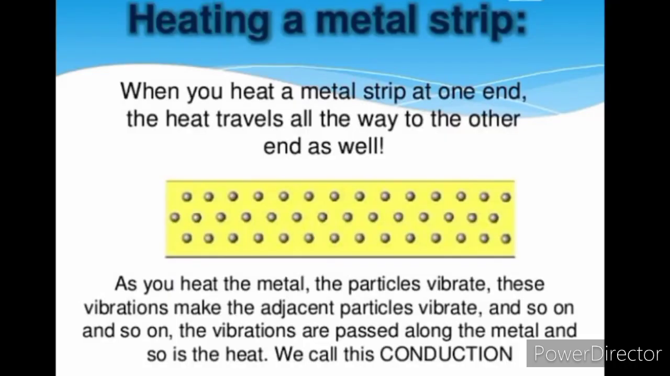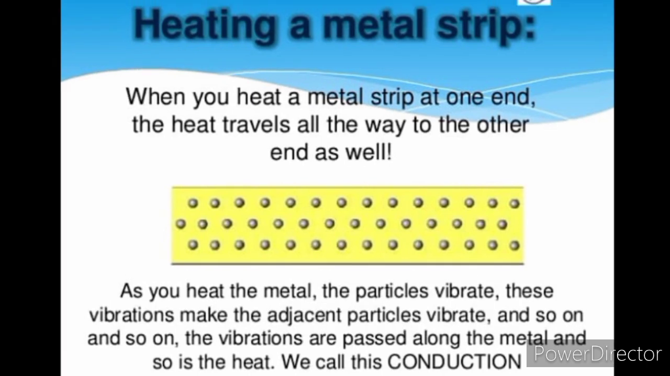One example of conduction of heat is heating a metal strip. When you heat a metal strip at one end, the heat travels all the way to the other end as well. As you heat the metal, the particles vibrate. These vibrating particles make the adjacent particles vibrate, and so on. The vibrations are passed along the metal, and so is the heat. We call this conduction.